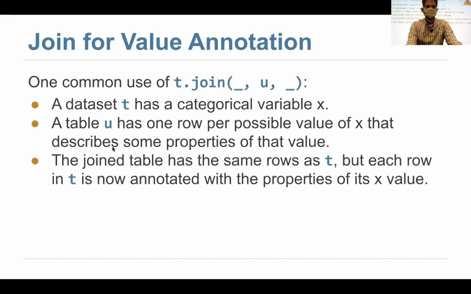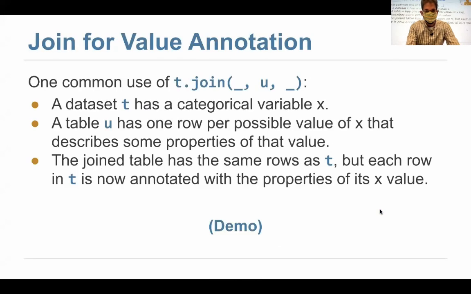Okay, so if you join t.join on this categorical variable x, whatever its label is, with the table U, which has one row per possible value of x, what you end up with is a table with the same rows as t. You're basically getting a version of t, except now you've annotated each row with all the properties of its x value.